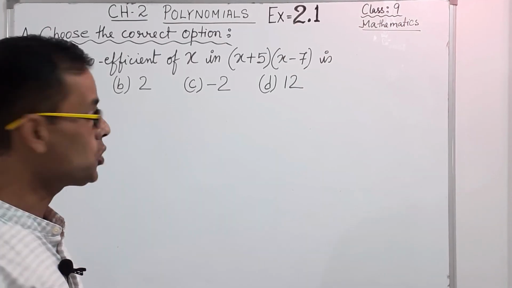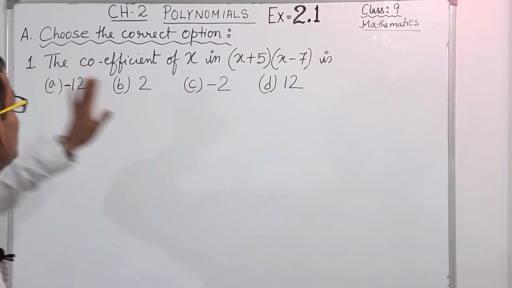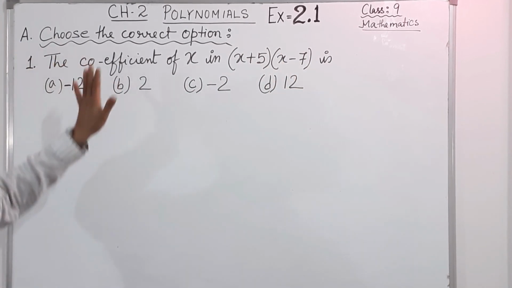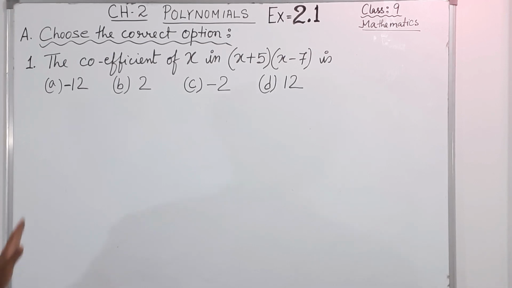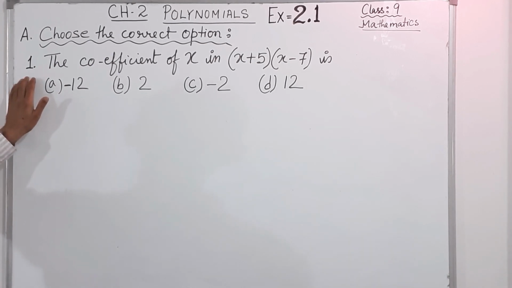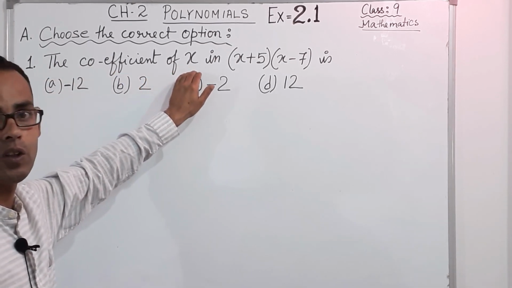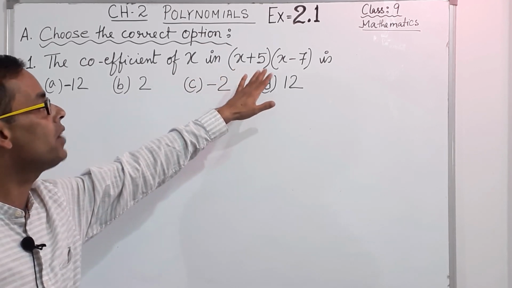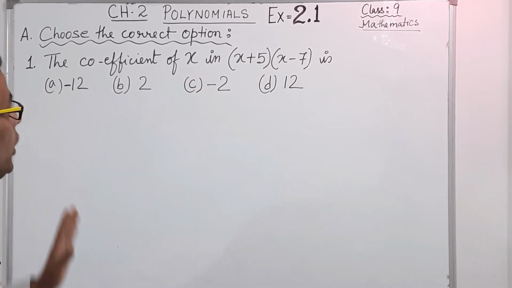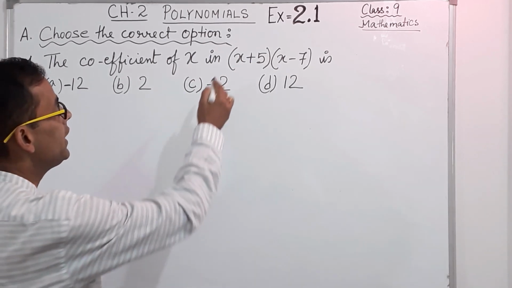Now the first question of exercise 2.1. Question number A. Choose the correct option. Okay. So many questions are there under this choose the correct, that is MCQ. So first question is what? The coefficient of x. You have to find out the coefficient of x in x plus 5 and x minus 7. Already I have taught you in the previous part about what is coefficient. Okay. So let us take this one.